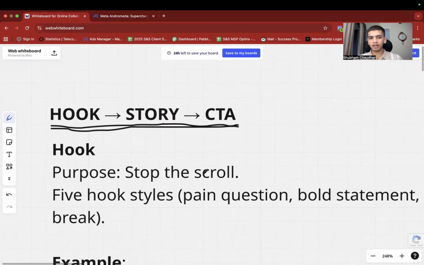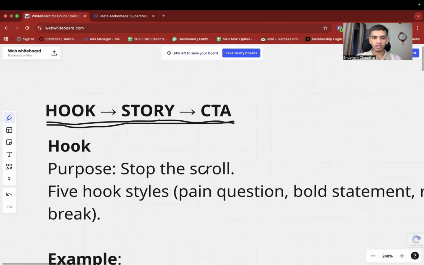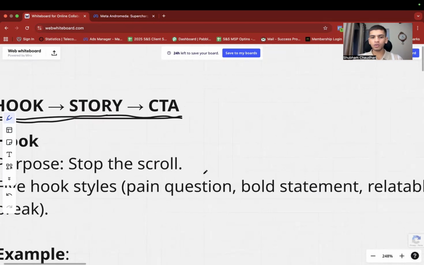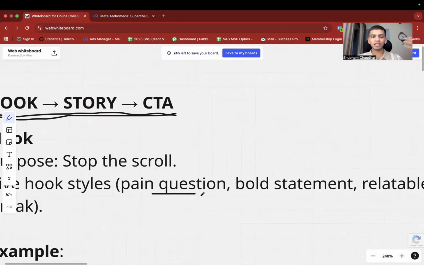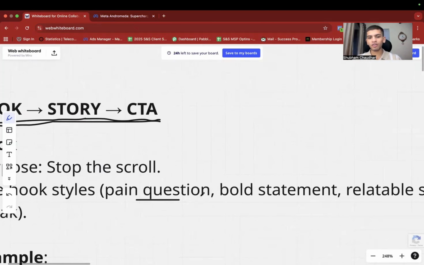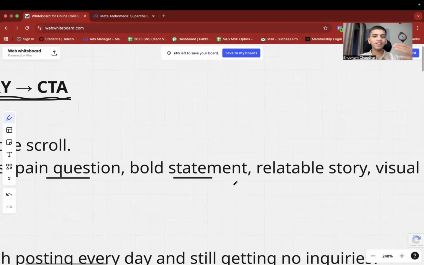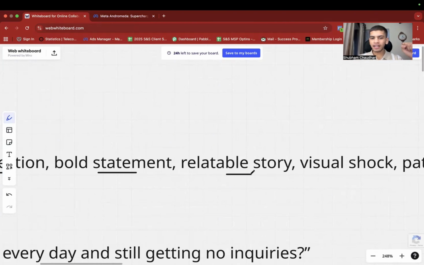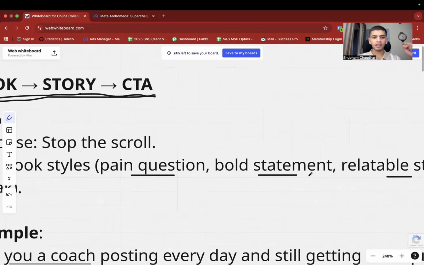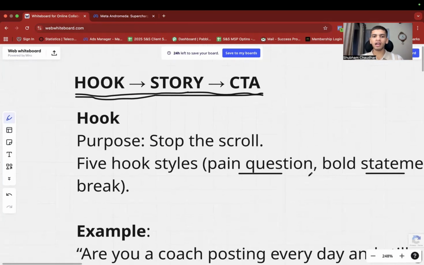And then comes the hook that you speak out in words. There are 5 hook styles that you can use. The first is the pain question, where you ask something like, are you stuck in that XYZ thing? Or else the bold statement, where you say, I will help you do XYZ. Or a relatable story, or some visual hook pattern where you pattern break, and something like that. It is very important that you stop the scroll right away, and until you stop the scroll, the story and call to action won't be visible to them. So it is very important that you catch the eyeballs in the first 3 to 4 seconds.